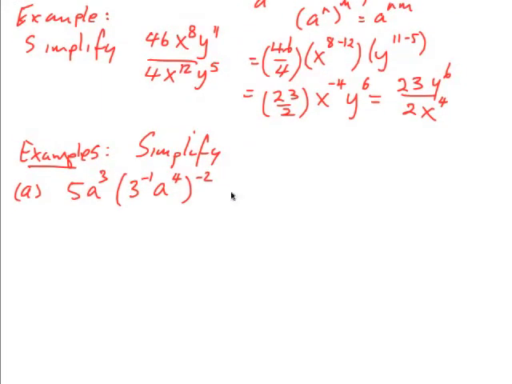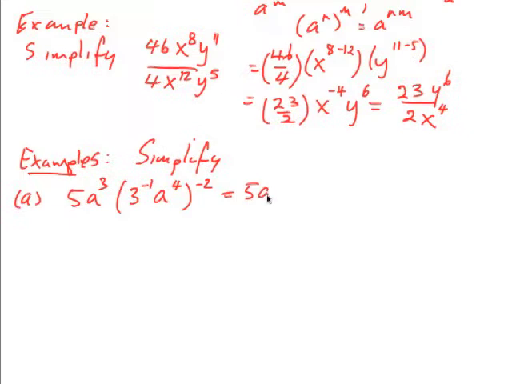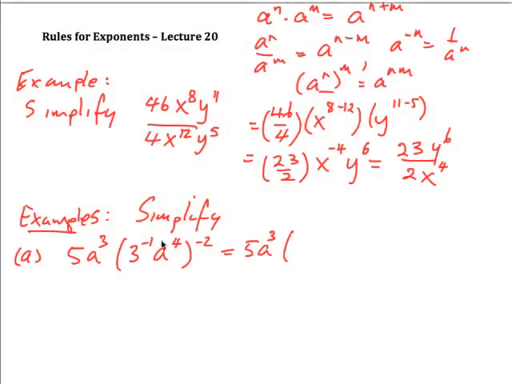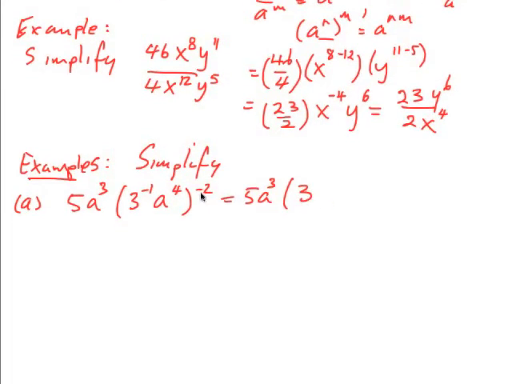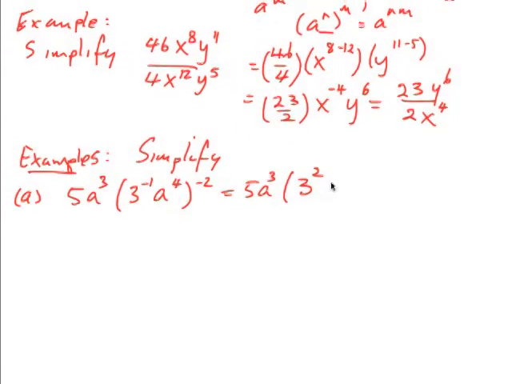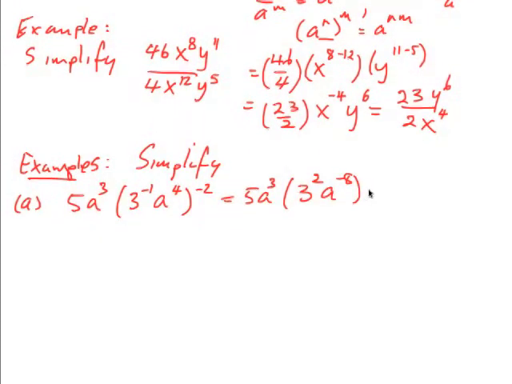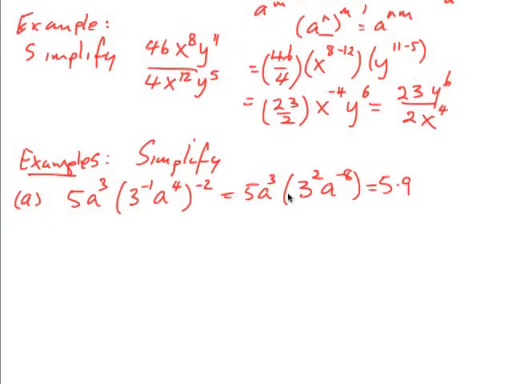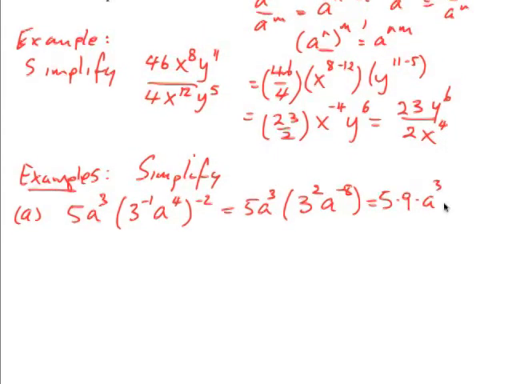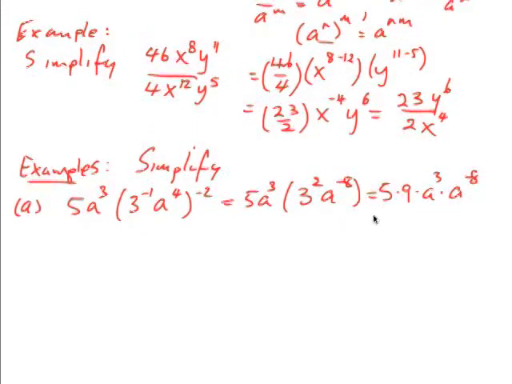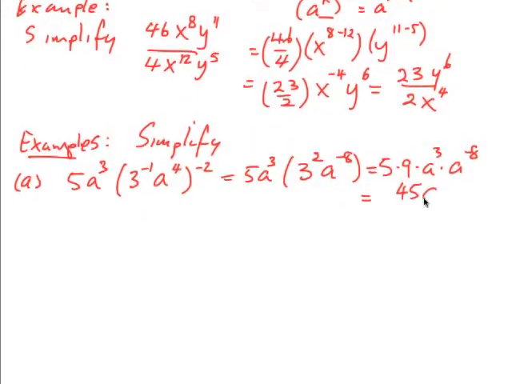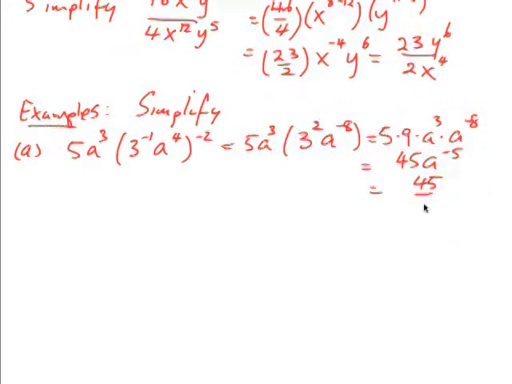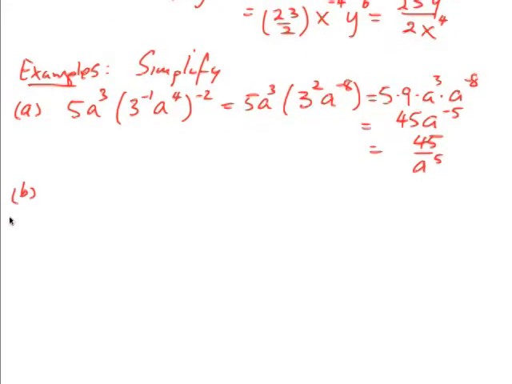to the negative 2. So notice here, let's leave this 5a cubed by itself for a moment, and let's do this particular rule up here on this. So it'll be 3 to the negative 1 by negative 2 is 2, and we have a to the negative 8. So this now becomes 5 by 3 squared, of course, is 9, and we're going to have a cubed by a to the negative 8. So this will be 45, a to the negative 5, 3 plus negative 8, which of course is 45 on a to the 5.